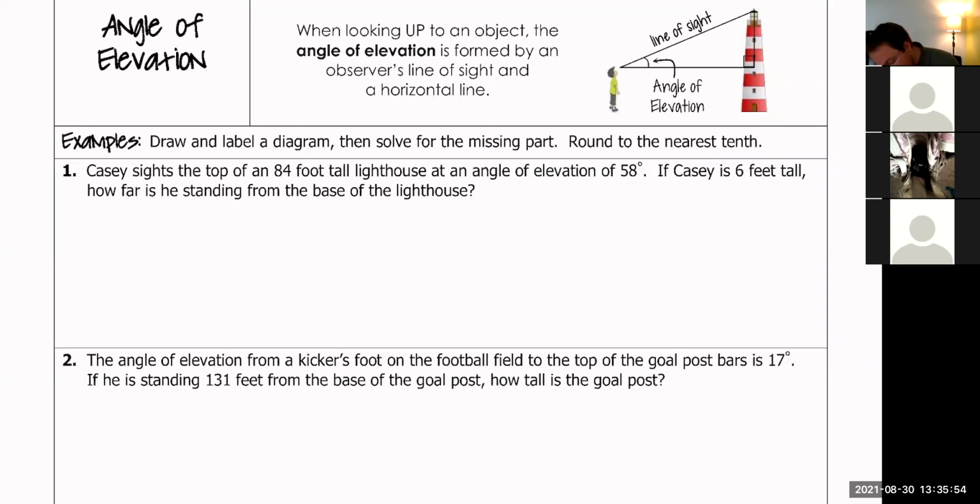Number one here says, Casey sights the top of an 84-foot tall lighthouse at an angle of elevation of 58 degrees. If Casey is 6 feet tall, how far is he standing from the base of the lighthouse?